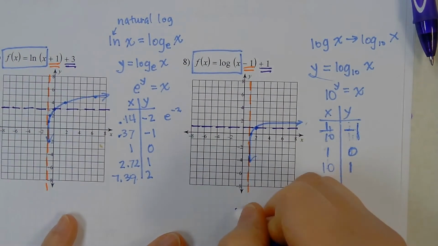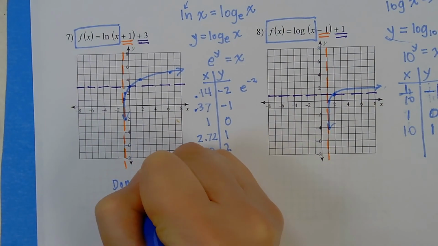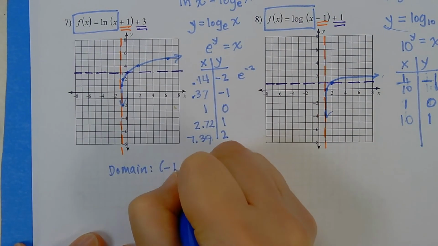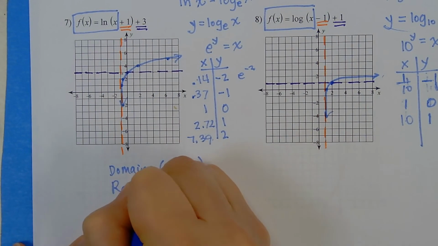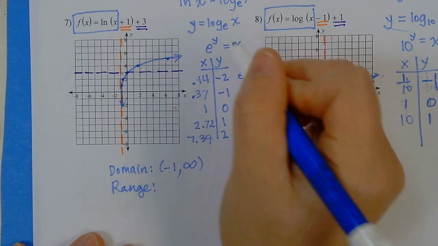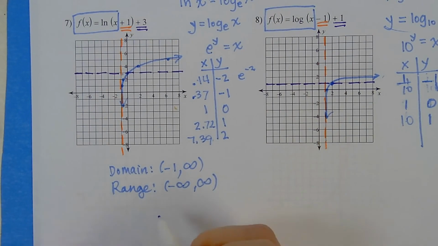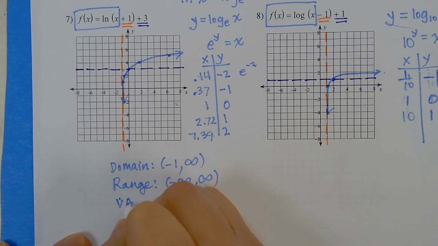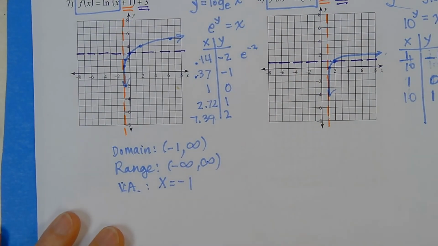Oh, domain and range. Should we do the domain and range for this guy over here? So domain and range. So x can be up to negative 1, right? Or it can't be negative 1, but right after that. And then range, still going up and down, so it's still going to be negative infinity to positive infinity. It can be anything. And then, what is the thing called? Vertical asymptote. The only asymptote we have here is going to be x is equal to negative 1.